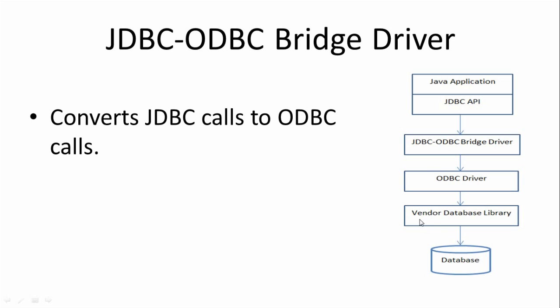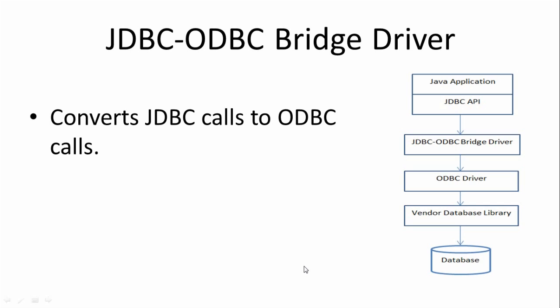and that job is done by our vendor database library. Okay, so the vendor database library takes the native calls which it gets from the ODBC driver and it converts it to vendor specific database protocol. Okay, so this is how a JDBC ODBC bridge driver works. Now, this is the slowest of all the drivers, and that is because it has the maximum layers of communication.